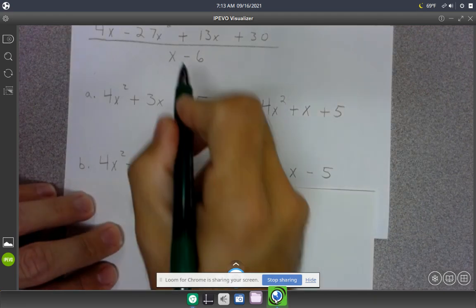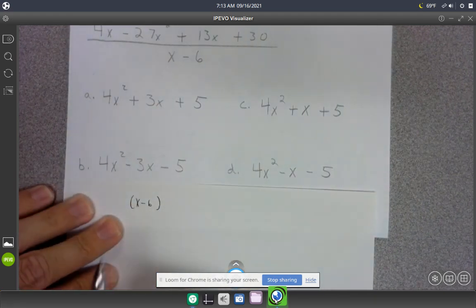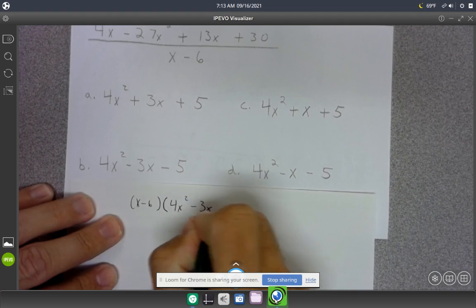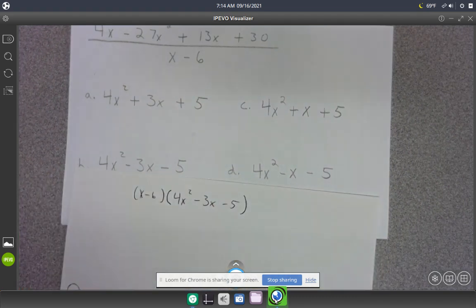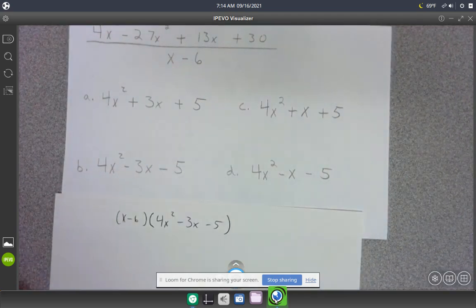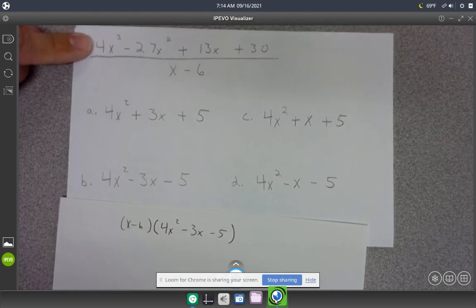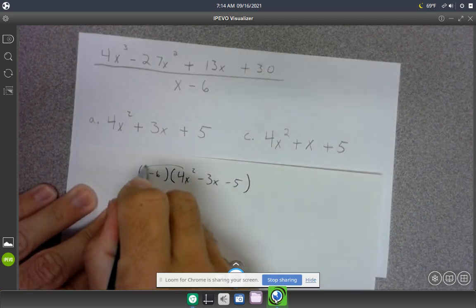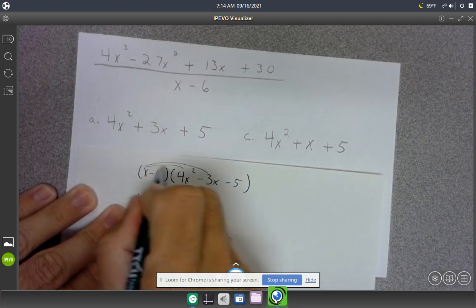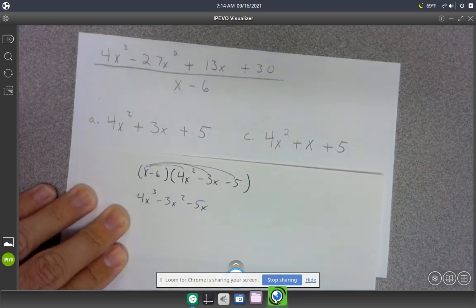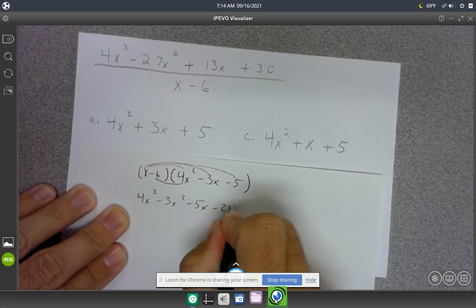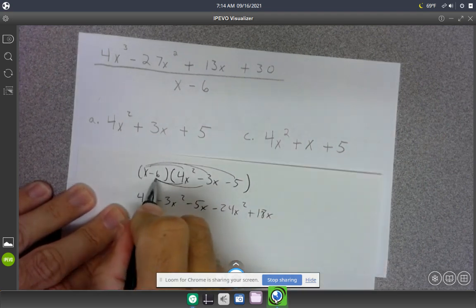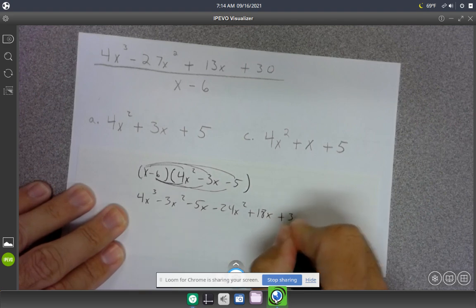What I'm going to do is take my divisor, x minus 6, and multiply it by one of these answer choices. This is a terrible, terrible process, but it is true. Anyway, I'm going to do x minus 6 times this, and hopefully it all comes out to equal my numerator up here. So x times 4x squared is 4x to the third. x times the negative 3x is negative 3x squared. x and the 5 will be negative 5x. And then negative 6 and this will be negative 24x squared. Negative 6 and negative 3x will be a positive 18x. Negative 6 and negative 5 is a positive 30.